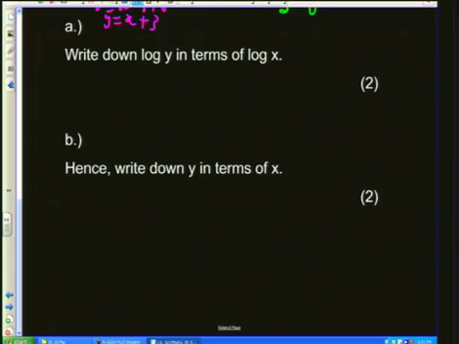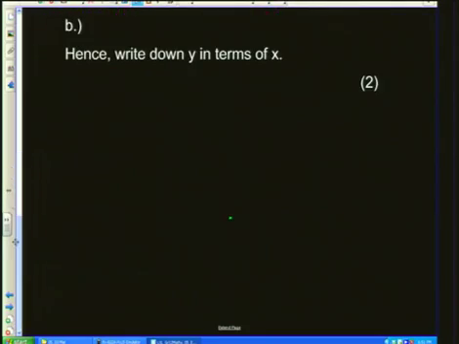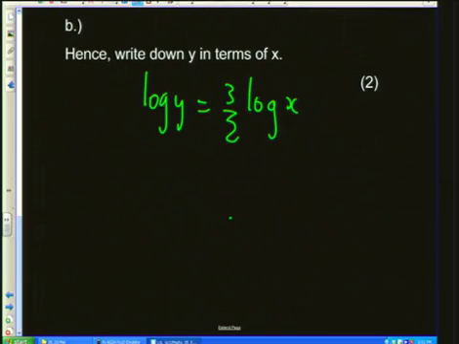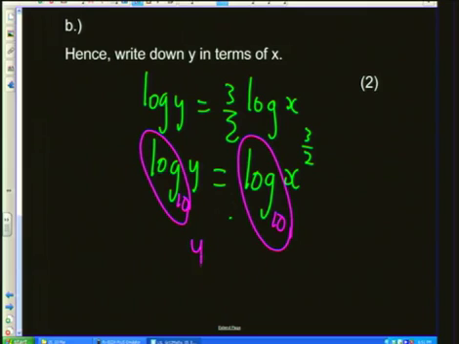Now, the next question says, hence, write down y in terms of x. Okay? Now, we've worked out that your log y is 3 divided by 2 log x. Now, I want to make y the subject of the formula. So I've got log y equals 3 divided by 2 log x. So this will be log y equals log x to exponent 3 divided by 2. Now watch. The base on the left is 10. Base on the right is 10. You can drop the bases because the base on the left-hand side is the same as the base on the right, so therefore y is x to exponent 3 divided by 2.